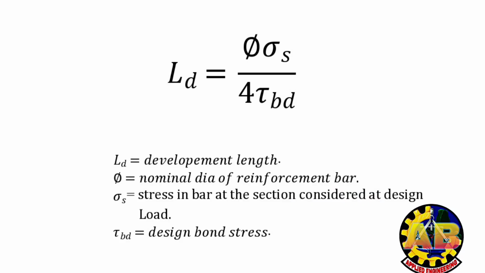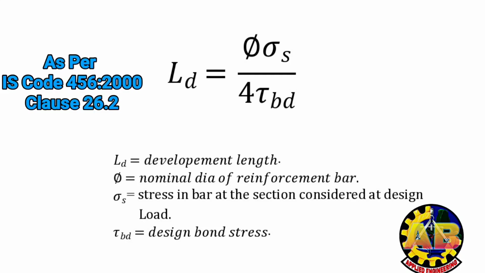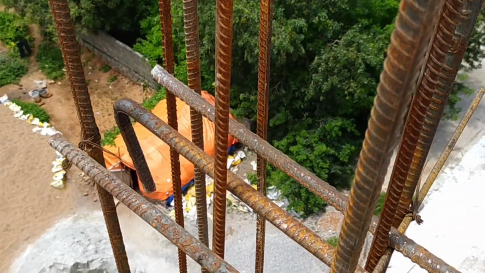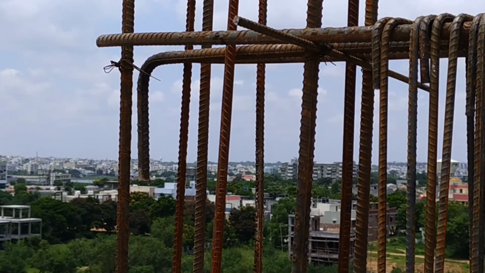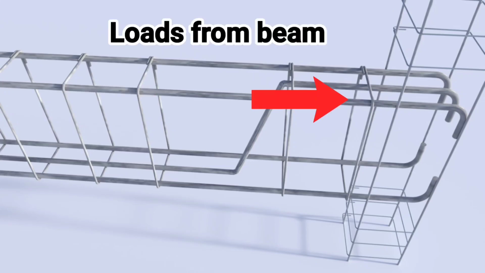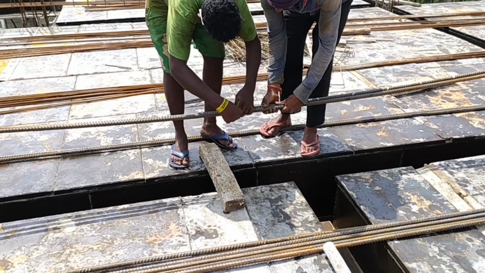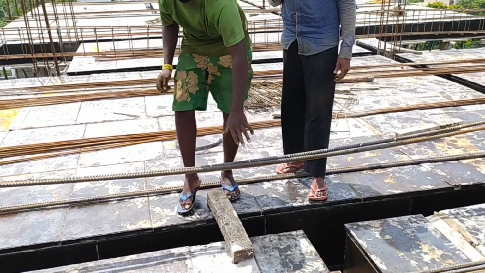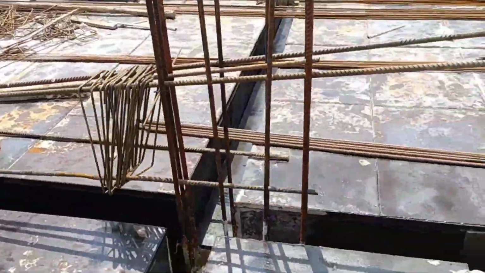The development length is calculated by this formula, as per IS Code 456-2000, refer clause 26.2. The benefit of providing this is it transfers the load from beams to the column smoothly. The reinforcement is binded temporarily in the middle to prevent their unnecessary movement.